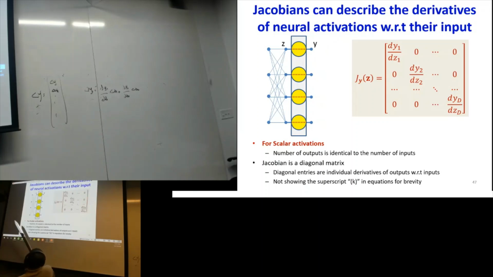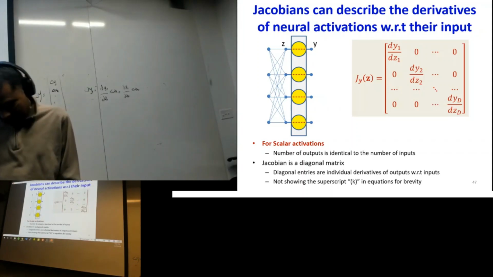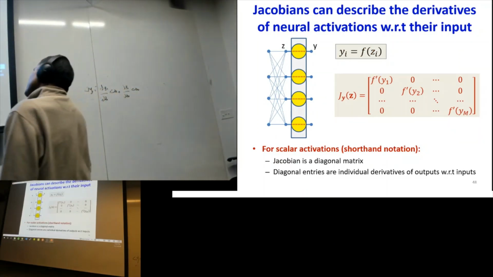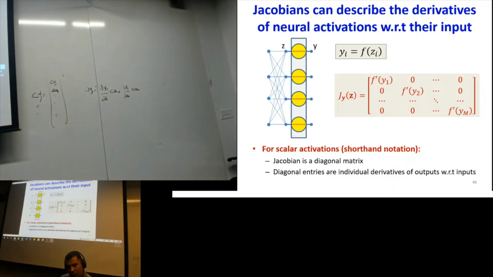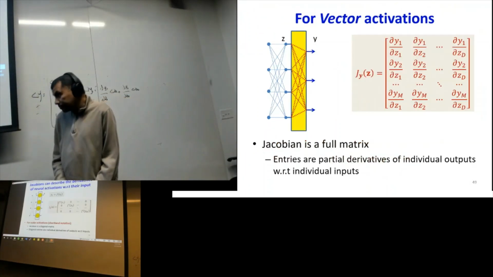When I have scalar activations, each y is a function of the corresponding z, but does not depend on the other z's. So in this case, my Jacobian matrix is going to be diagonal, where the diagonal entries are the derivatives of y with respect to the corresponding z, and all of the off-diagonal entries are going to be 0. And that derivative, of course, is simply going to be the derivative of the activation. So it's going to be f prime of zi, not yi, for each of the outputs.